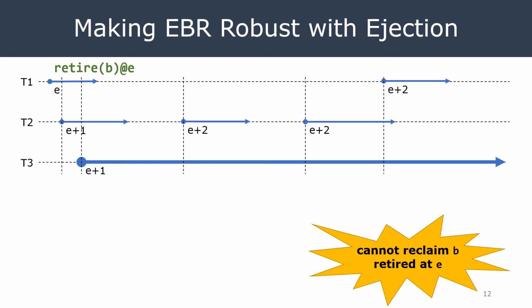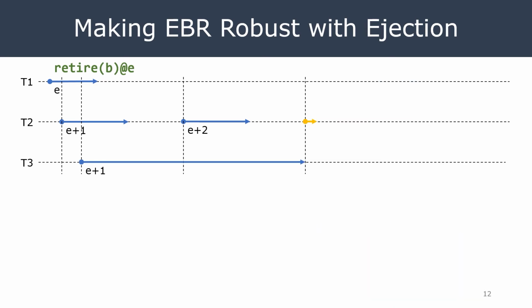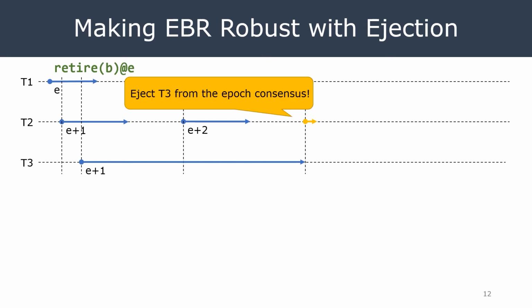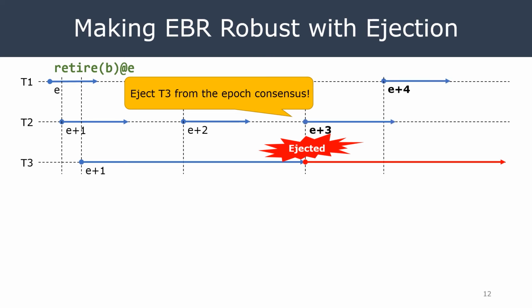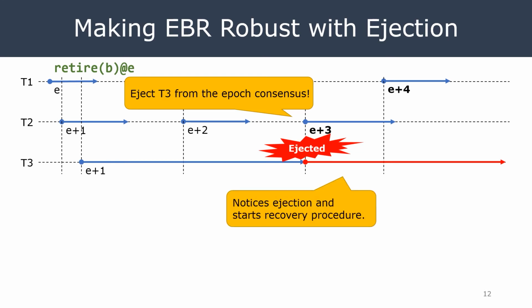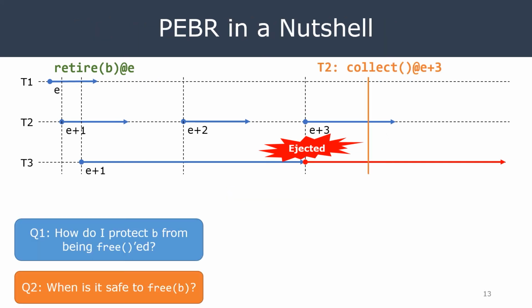Ejection is used for making EBR robust. An SMR using an ejection technique provides a method for ejecting the non-cooperative thread from the epoch consensus. The ejected thread is forced to quit its active state, so the other threads can increment the epoch number. In addition, it provides a method for threads to check if they are ejected, so that they can start their recovery procedure. Let's see how PEBR handles ejection.